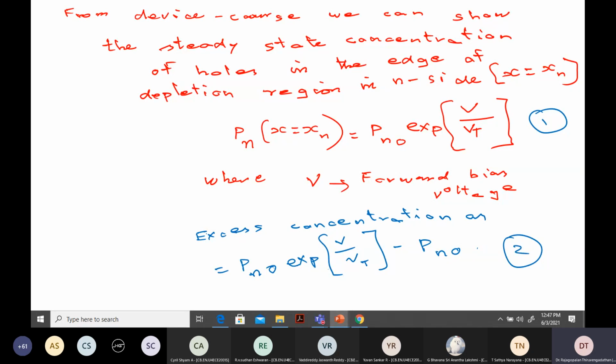Now as the holes diffuse deeper into the inside, please listen, some of them recombine with the electrons, the majority carrier on the N side. When they recombine, they disappear. We already explained that. Which means the excess carrier concentration will decrease on the inside exponentially with the distance. There is an exponential relationship already.